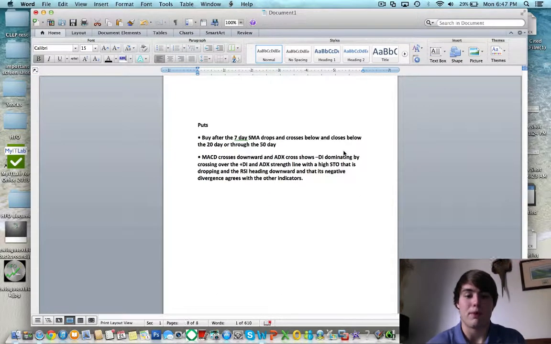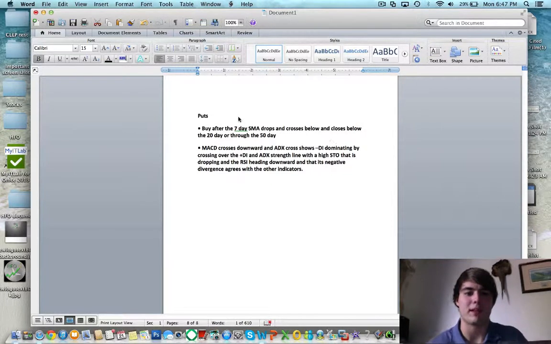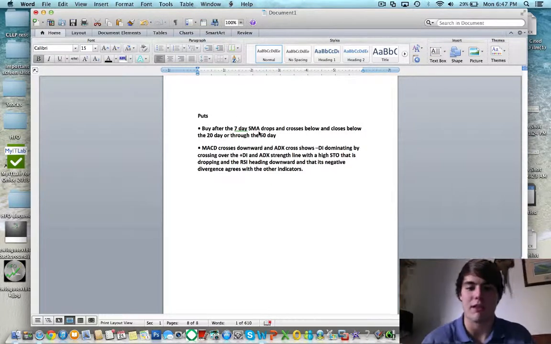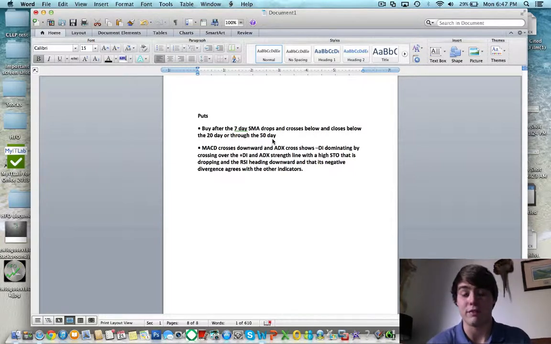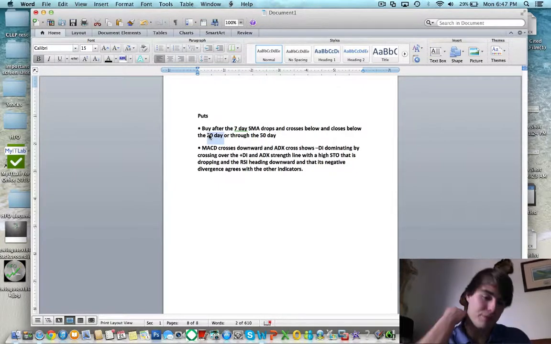Next, we're going to go through the puts, and the puts are going to be pretty much the exact opposite. That's the beauty of puts and calls. It's going to be pretty much the exact opposite on the flip side. Buy after the 7-day simple moving average drops and crosses below the 20-day or the 50-day. The 50-day would be an extreme bearish signal, and the 20-day would also be a bearish signal.